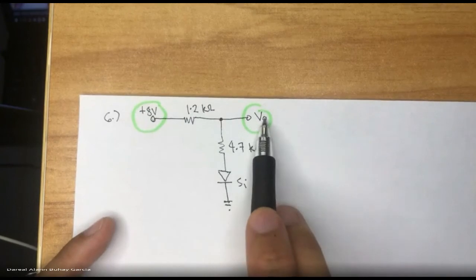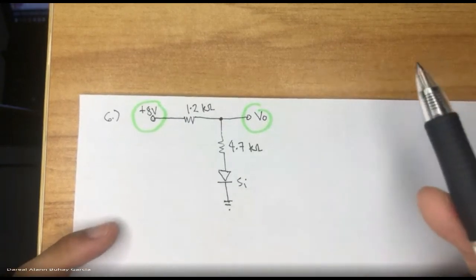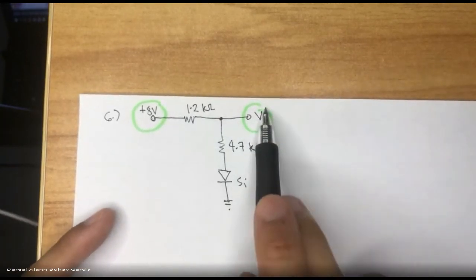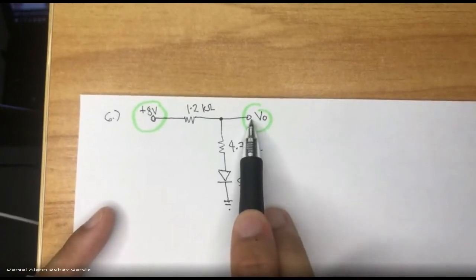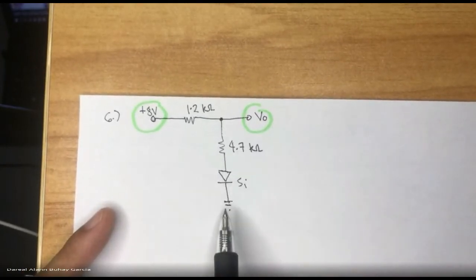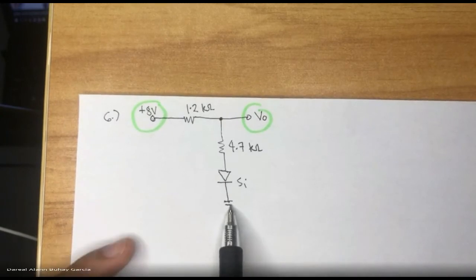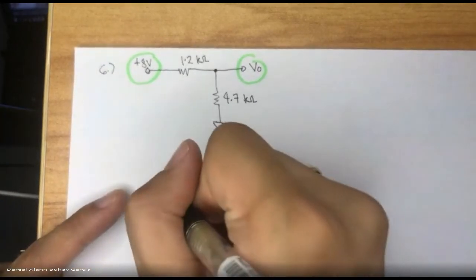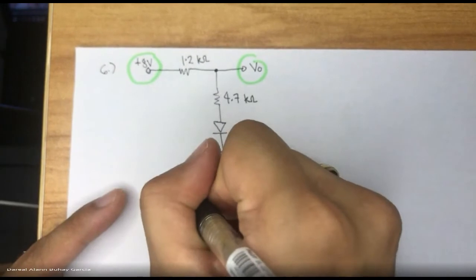Meaning the positive terminal of the voltmeter VO is connected here, and the negative is directly connected to the ground, no? So we bring in our ground. So let's redraw it, no? Let's redraw it.